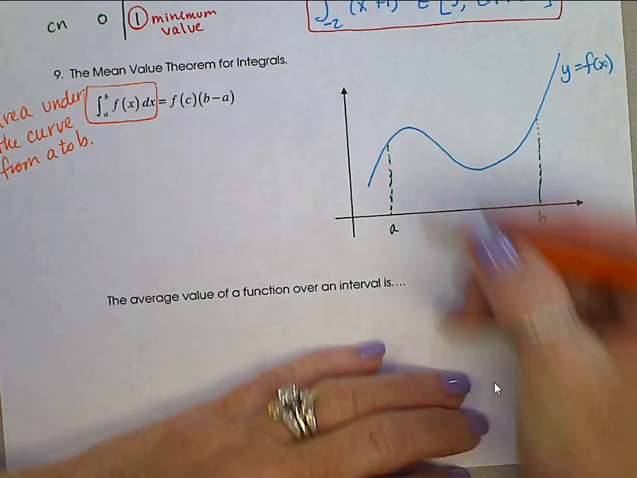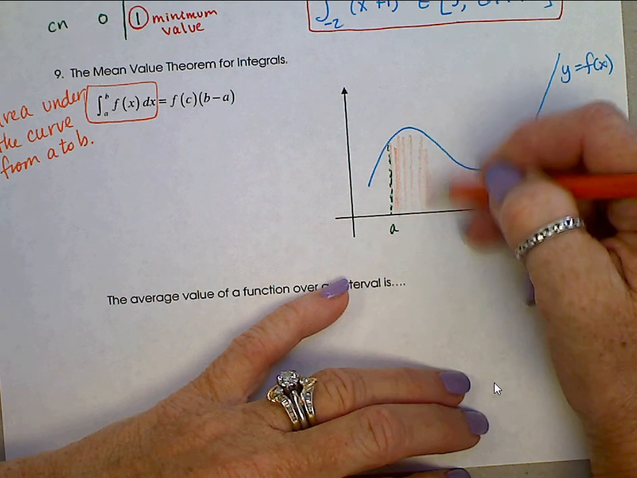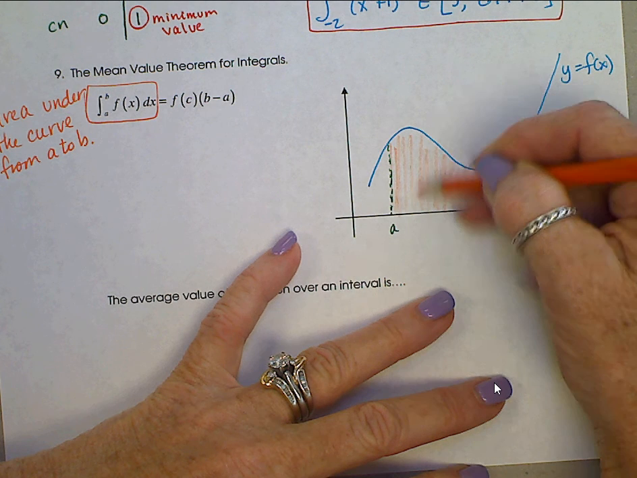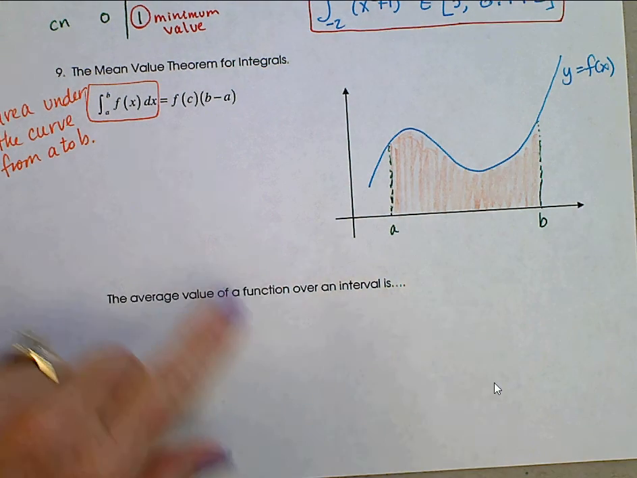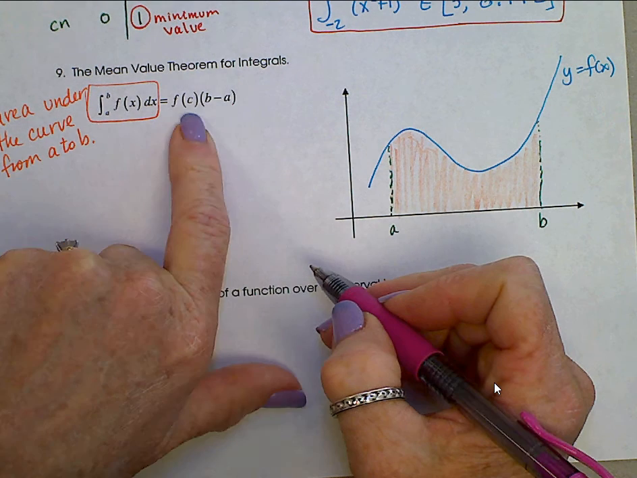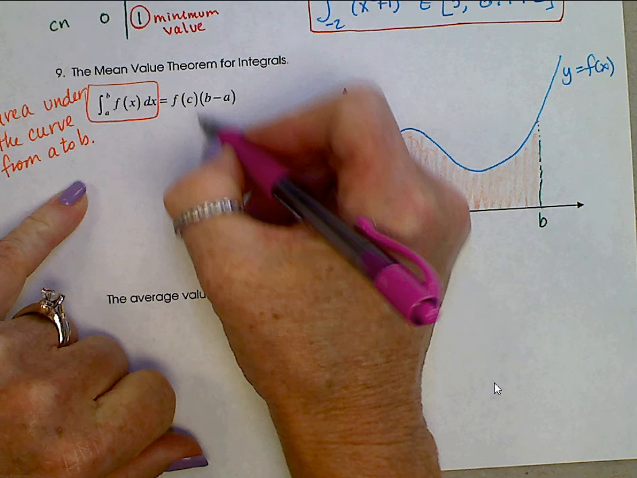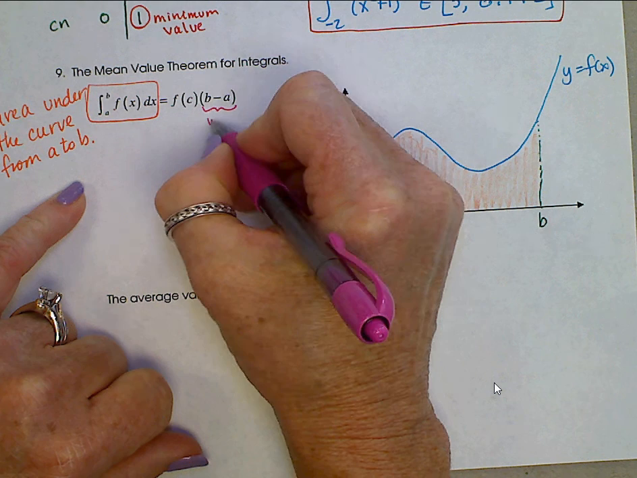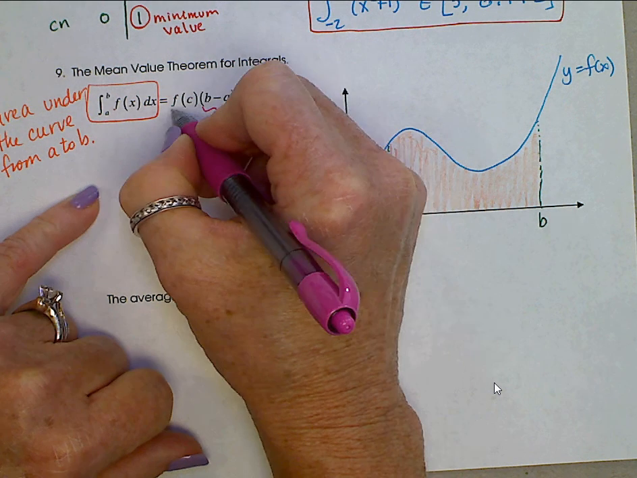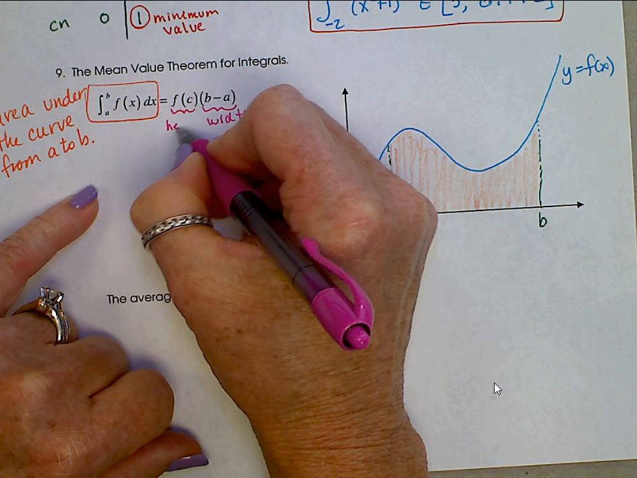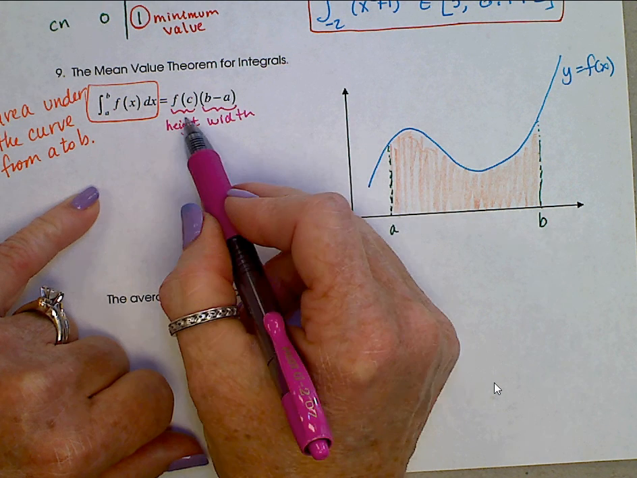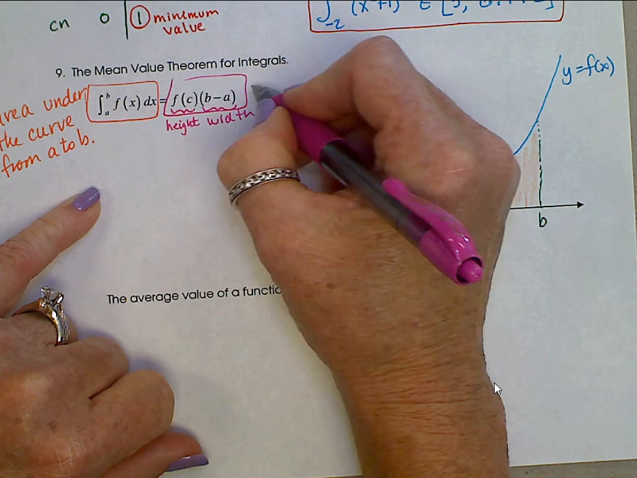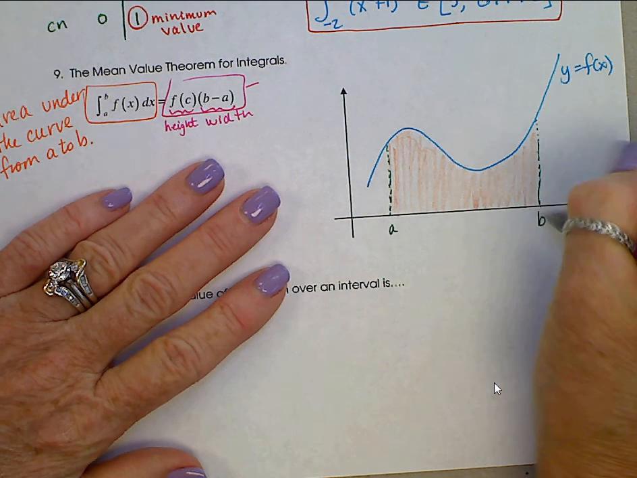All right, so if we visualize that here, that's this. This part over here, f of c times b minus a. Well, b minus a is the width, same width as that function, and this f of c is a height. And it's a width times a height. That's a rectangle. So this over here is the area of a rectangle that's got the same width.